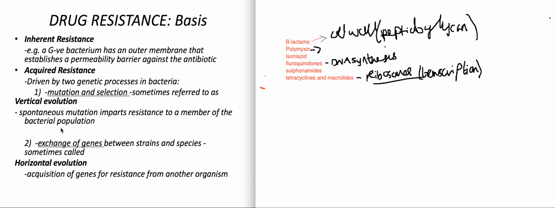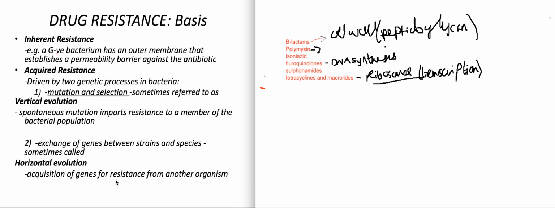This can then be passed on vertically, so to a member of the bacterial population, or it can be passed on by exchange of genes via horizontal evolution. This is via a process called conjugation, in which a tube forms between two bacteria and they send off the circular DNA, the plasmid, and that goes into the corresponding recipient cell, and then they take on board the gene for resistance. So vertical evolution is simply replicating and dividing and being passed straight on.